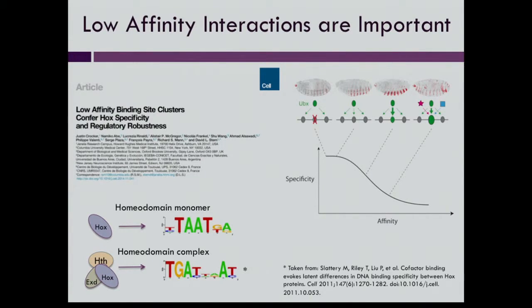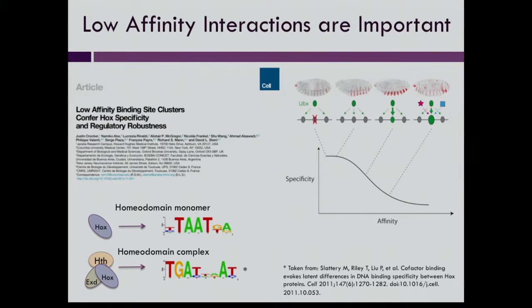And what Dr. Mann and Stern found was that the high affinity interactions, all of the homeodomains are binding to those sequences. It's the low affinity interactions that are discriminating between an interaction with one homeodomain versus another. So it turns out that the very functional and very important interactions can be the low affinity interactions. So if our techniques to characterize these interactions are biased towards affinity, we're losing a huge piece of the puzzle.